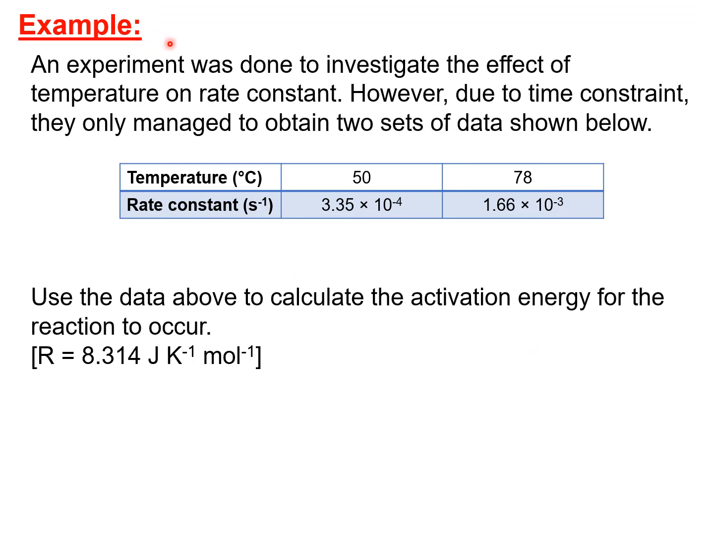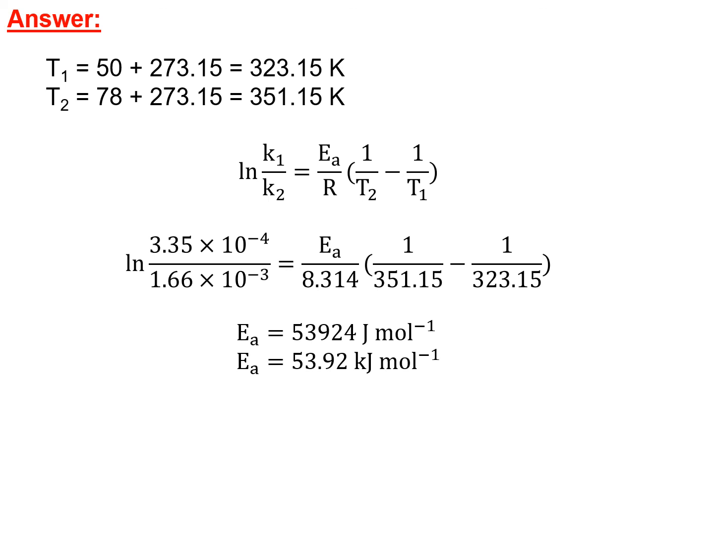Okay, for example, kalau let's say you have an experiment di mana you akan investigate the effect of temperature on rate constant, where you have two different temperatures and two different rate constant in unit per second. So use the data above to calculate the activation energy for the reaction to occur. So please remember back equation yang before this. Okay, this is the equation yang melibatkan dua rate constant and dua temperature. Okay, you need to memorize this.